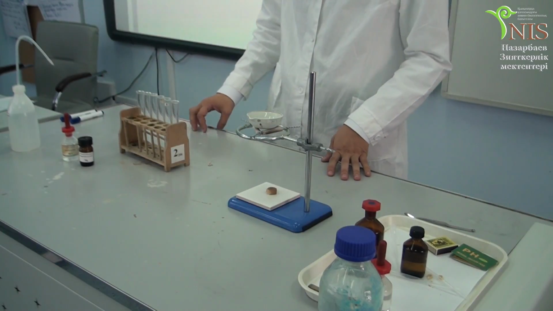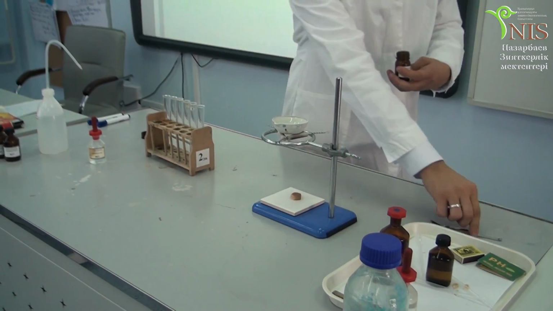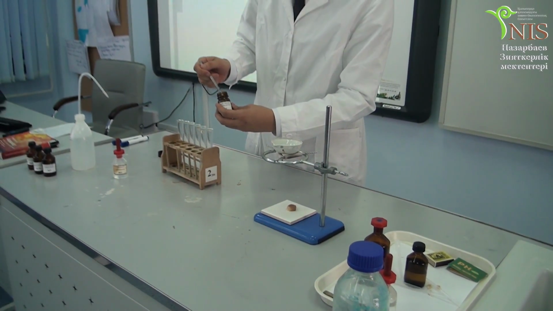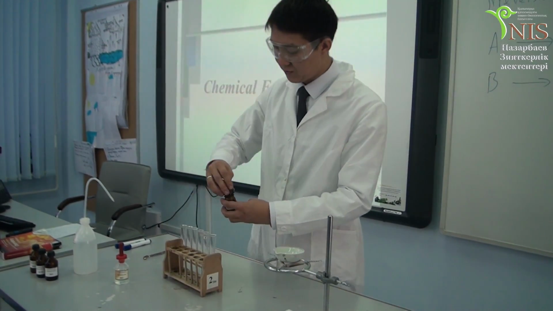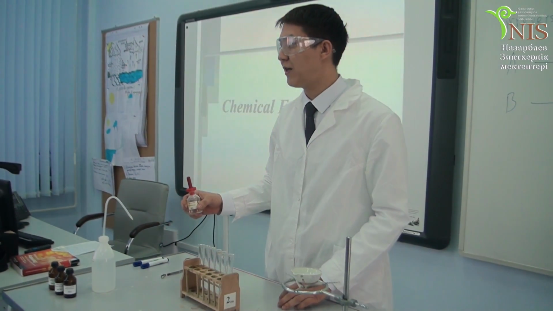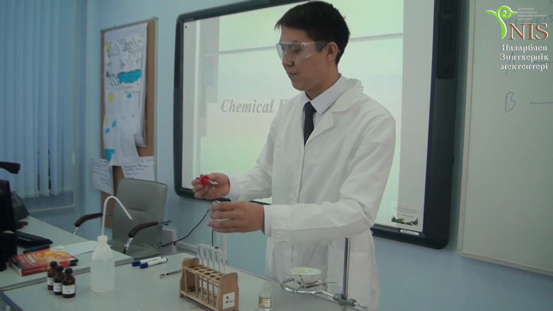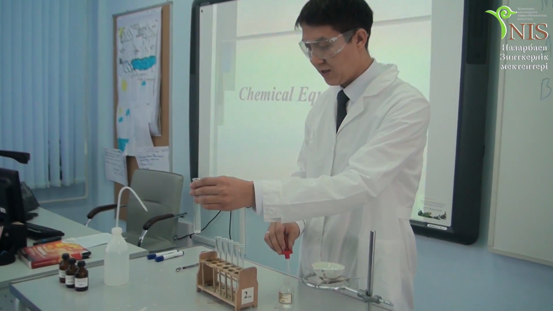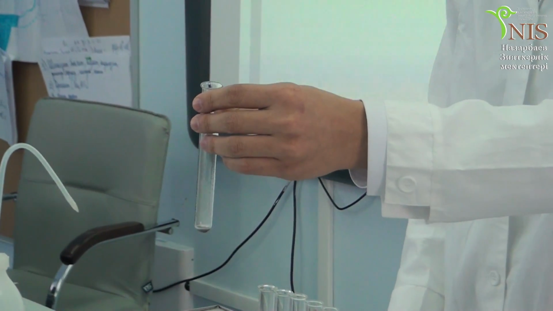Okay. First of all, let's take some magnesium powder and pour it into a test tube. Magnesium is a very active metal, so we have to be very careful while doing this reaction. I'm going to use hydrochloric acid, which is a very dangerous acid. Let me pour some drops of hydrochloric acid. As you can see, it produces gas. It is hydrogen gas.